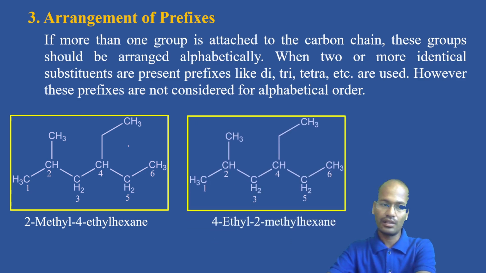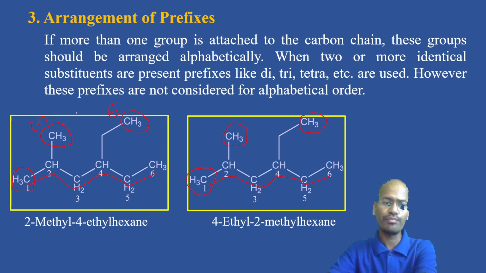In both the cases, the numbering was started from the same place and the longest possible chain was taken in the same way, 1, 2, 3, 4, 5, 6, and the same 1, 2, 3, 4, 5, 6, the same longest possible chain, and the numbering was started from the same carbon. There are two substituents, one is methyl and one is ethyl. One is ethyl and one is methyl. Let us see how we have to attach that.